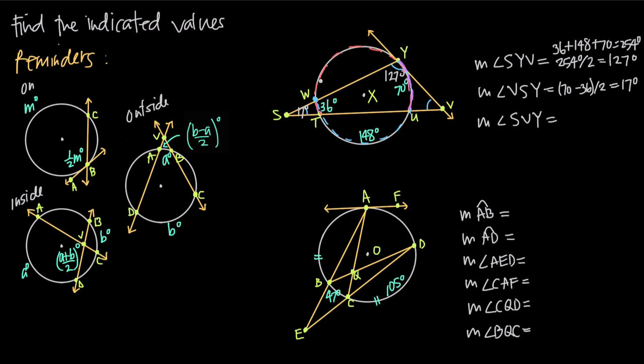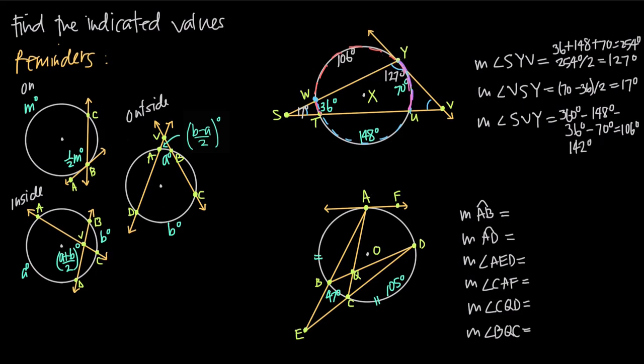So in order to find the larger arc YT, what I'm going to have to do is find the arc YW and then add to that 36. Well, the arc YW is going to be 360 degrees minus the degree value of the other three arcs. So minus 148 minus 36 minus 70 degrees, and that's going to get me 106 degrees. So I can go ahead and say that this is 106 degrees, but I want to add back 36. So 106 plus 36 is going to give me 142 degrees as the measure of arc YT.